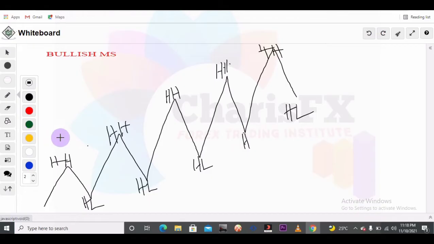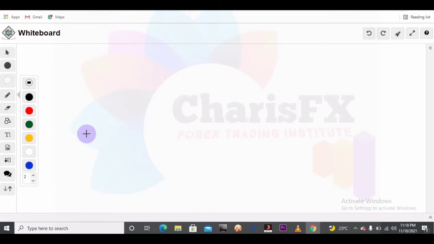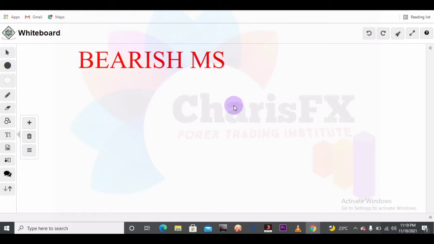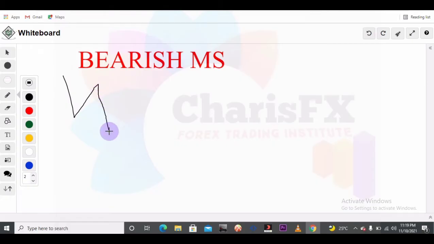Then what makes up a bearish market structure? Let's find out. In a bearish market structure, like I said earlier, we love to see price showing willingness to take out old lows and keep forming lower lows and lower highs. That is what makes up a bearish market structure. So when you have a low, we love to see price retrace, then come back to take out the previous low.